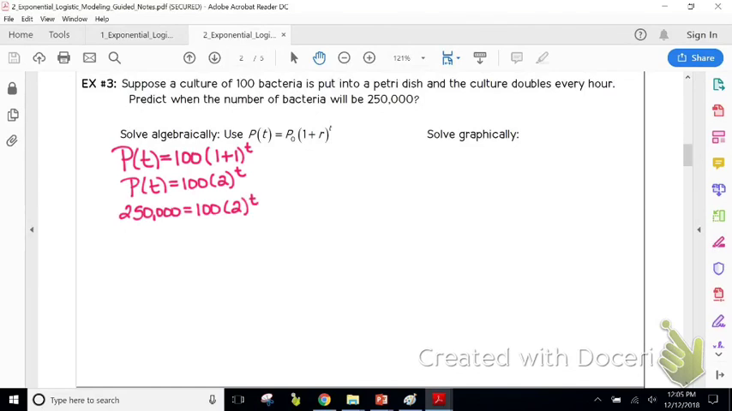And how am I going to solve for T? Where's it at first? It's in the exponent with the 2 as the base, right? So I need to get that by itself. How? Divide by 100. So what's that, 2,500? Equals 2 to the T.